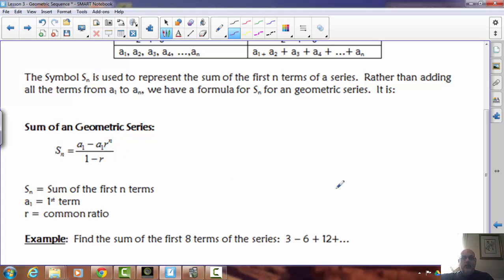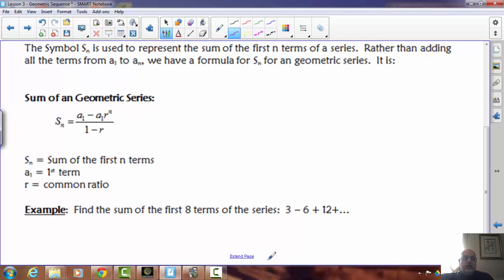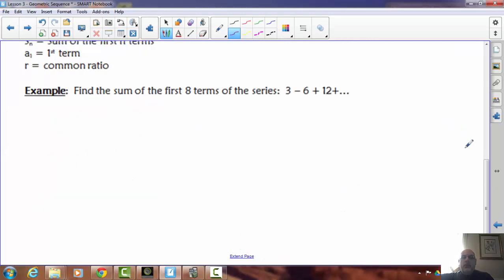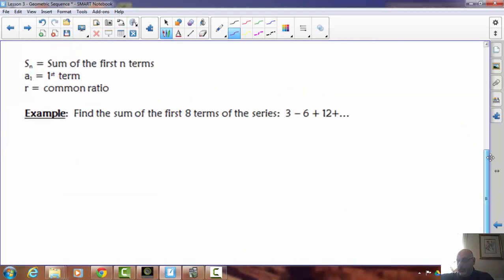And again, you'll have all these formulas on a quiz or a test, so there's no need for you to remember them. The important thing is you need to know how to apply the formula, and you need to know which formula you need to solve a problem. Okay, so again, let's take a look at this formula. The first term minus the first term times r raised to the n over 1 minus r.